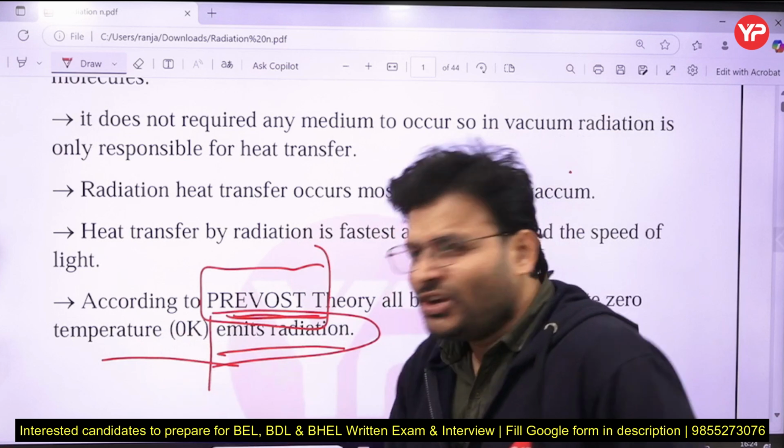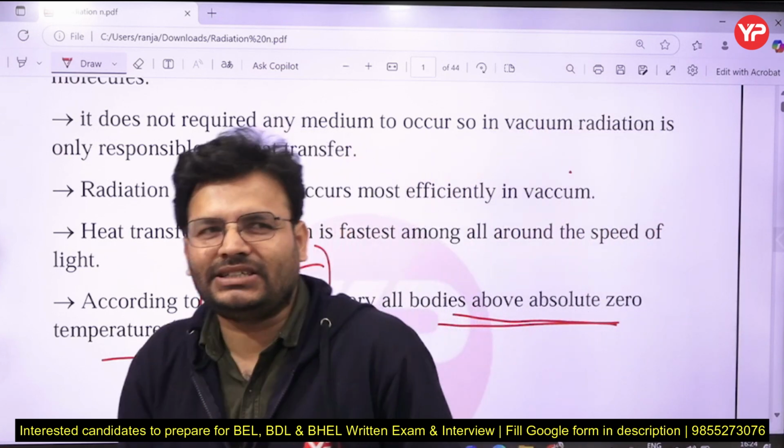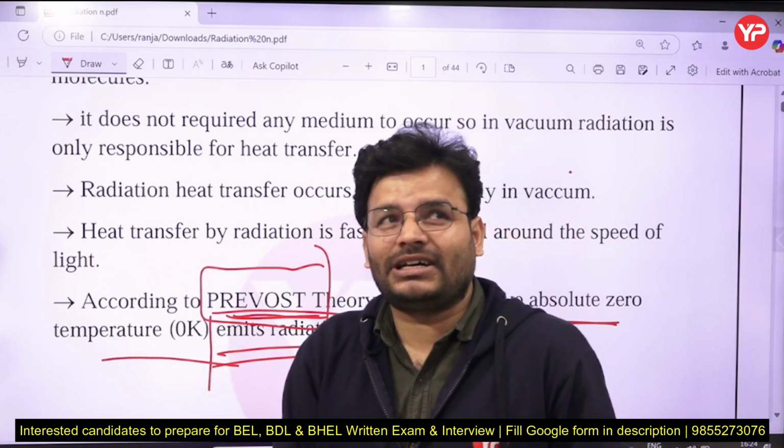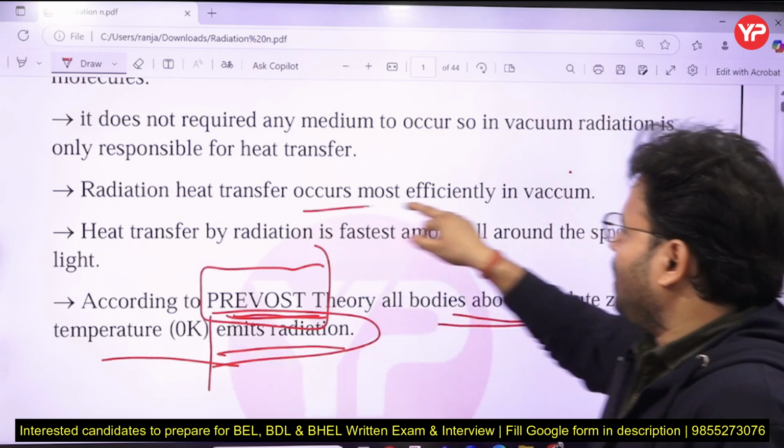Okay. Now students may find a little bit of difficulty. So what is the difference between emission and reflection? I will come to that point, my dear friends. So all these things you have to keep in mind.